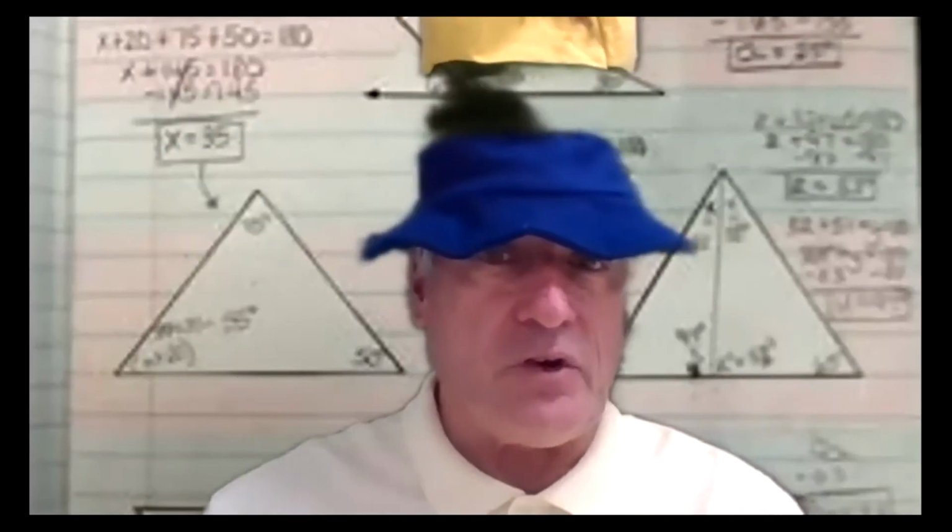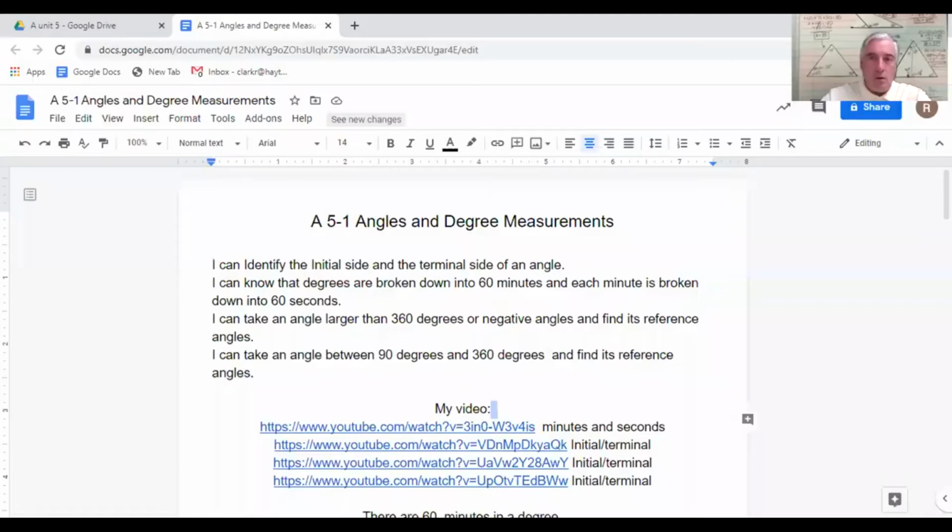Today we'll do our adventure in trigonometry. This is angle and degree measurement. After a few days, you should be able to identify the initial and terminal side of an angle. I can know that degrees are broken into 60 minutes and each minute's broken into 60 seconds. I can take an angle larger than 360 degrees or negative angles and find its reference angle. I can take an angle between 90 and 360 and find its reference angle.